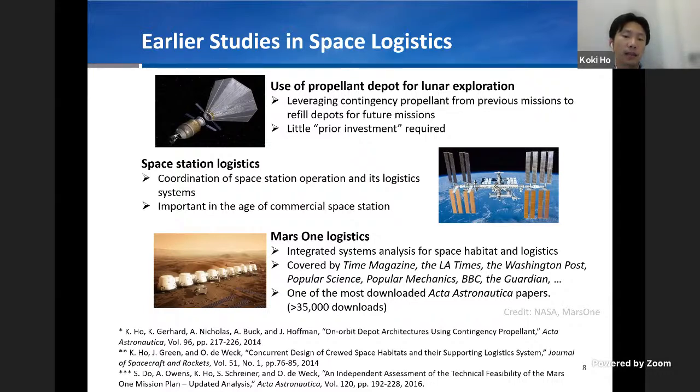It found some caveats in the plan Mars One had at that time, and we proposed solutions to those caveats. We made several suggestions of changes to their missions so that they can be more feasible. It got a lot of media attention at the time. That was, again, one of the successful examples of space logistics related to more real missions.